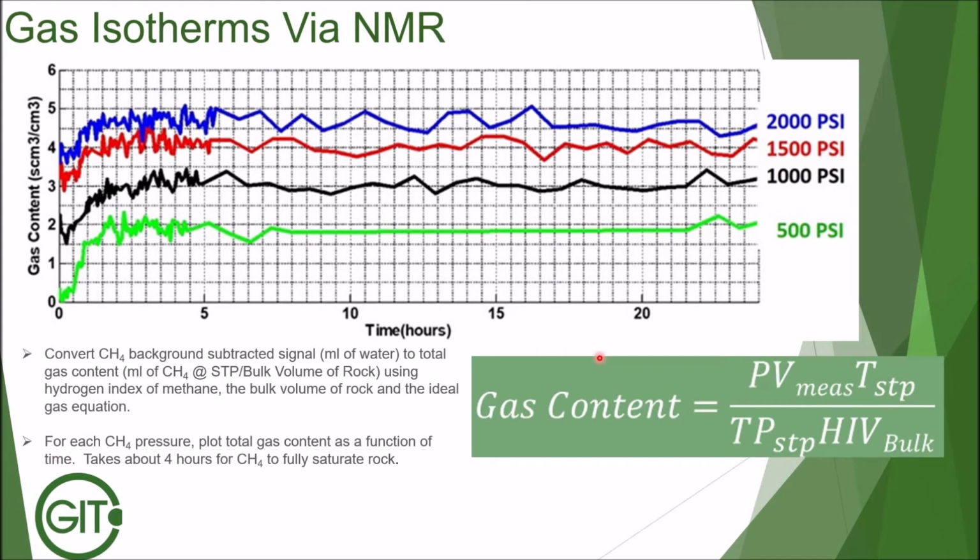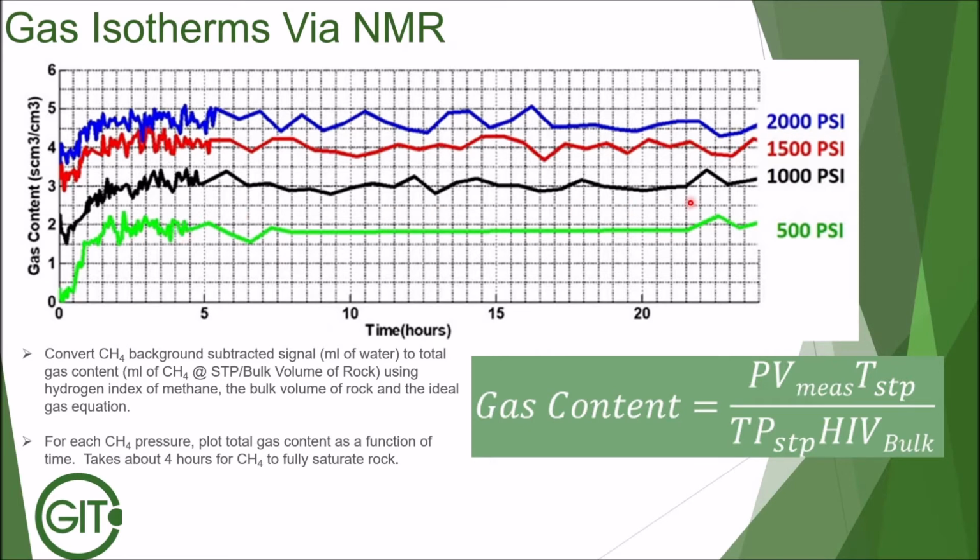So then the question became, how long does it take for the methane to fully fill the shale samples? To do this, we repeated our T2 distribution measurement over and over again for several hours, up to a day in fact, at various different pore pressures. And what we found was that it actually takes about 4 hours before the amount of methane stabilizes.